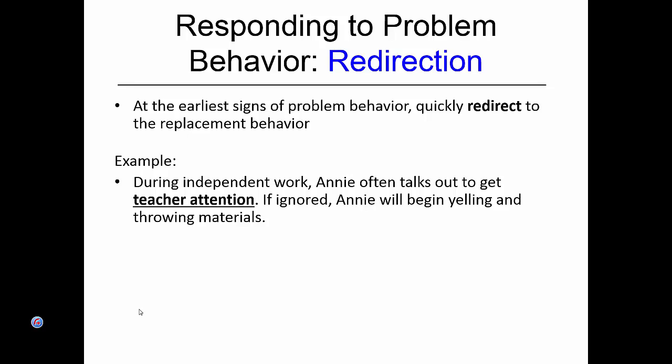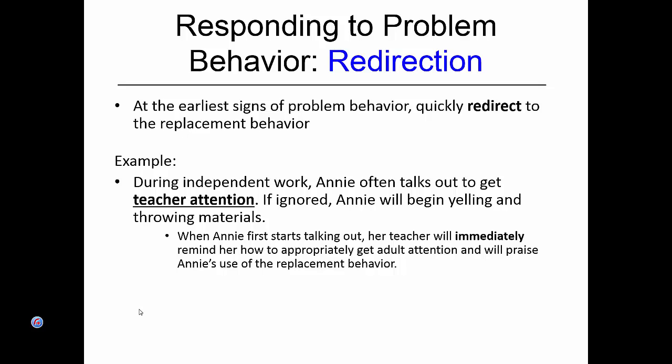So the example here, during independent work, Annie often talks to get teacher attention. If she's ignored, Annie will begin yelling and throwing materials and escalating her behavior. In this case, at the very first signs of Annie's yelling and disruption, we want to immediately remind her how to appropriately get adult attention, how to request that appropriately. And then as soon as she does request that attention, we're going to praise her after she uses that replacement behavior. We want to be very clear to Annie that you got the adult attention for engaging in the appropriate request, not for engaging in problem behavior.